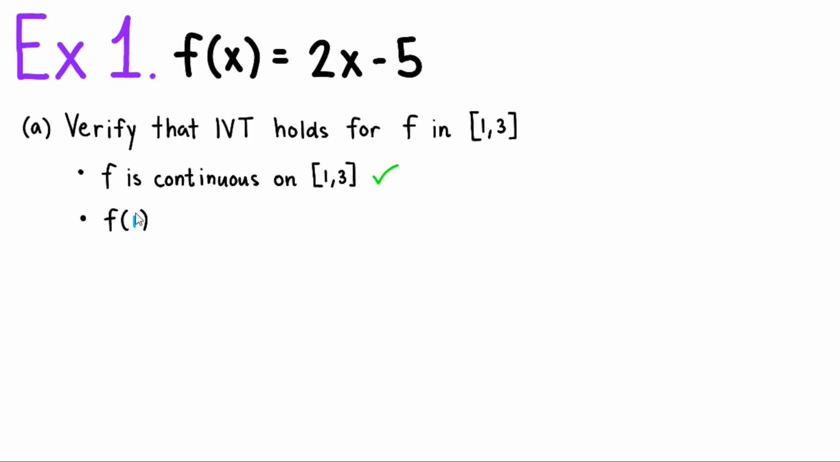So just plug this one in out here. So we'll have 2 times 1 minus 5, or 2 minus 5, which simplifies to negative 3. For f of 3, this one is equal to 2 times 3 minus 5. Then this simplifies to 6 minus 5, or 1. And clearly, these two are not equal. So the second assumption is satisfied.